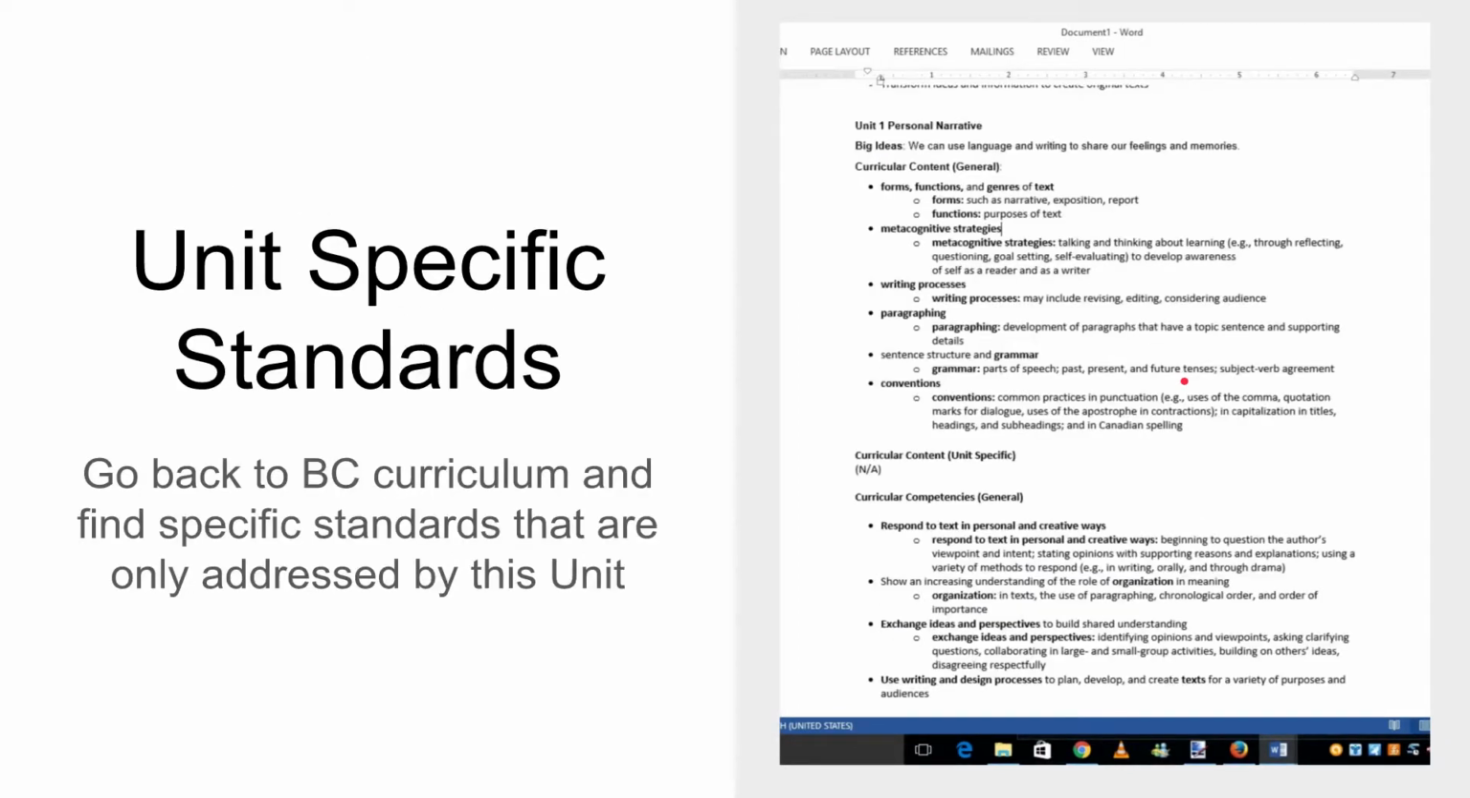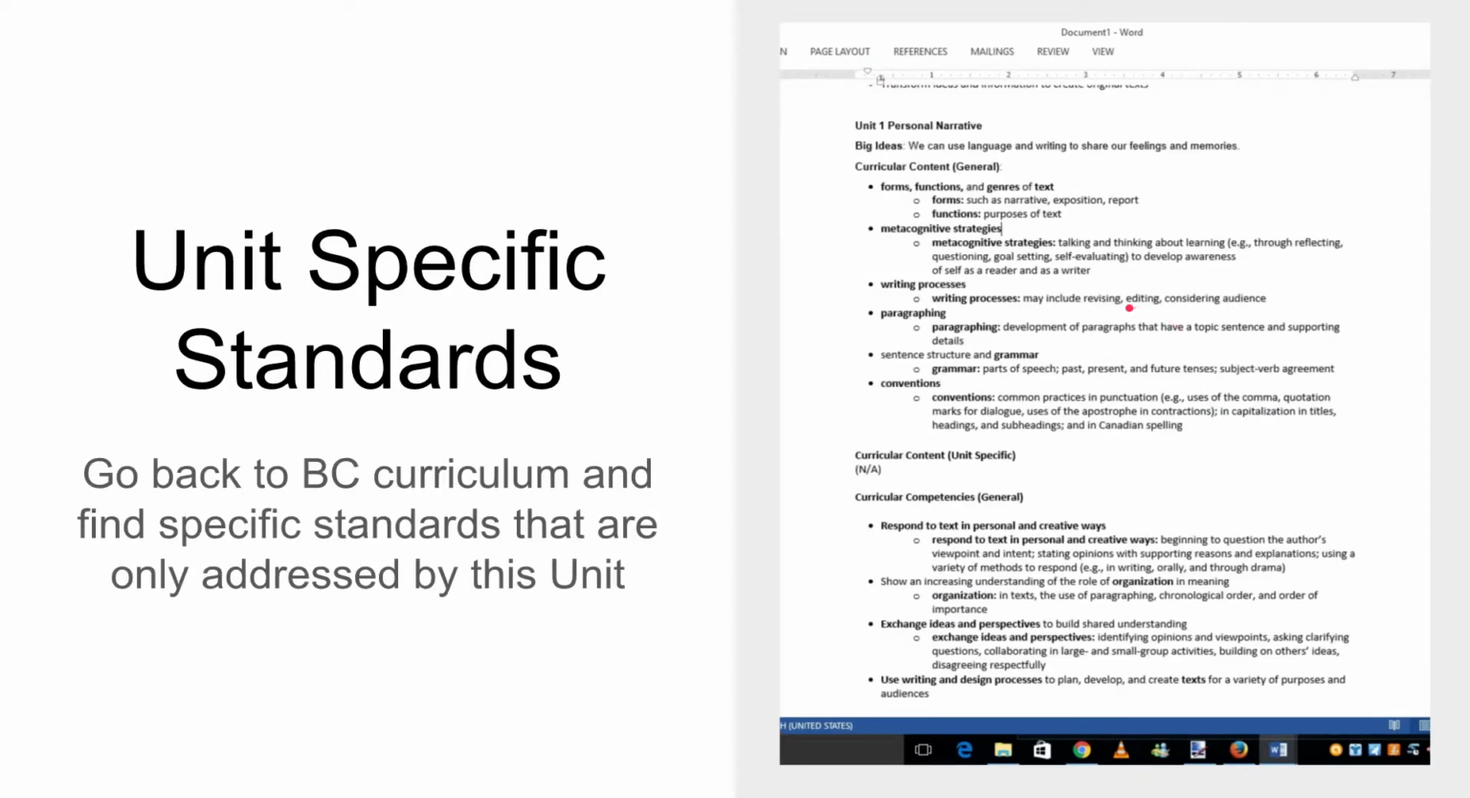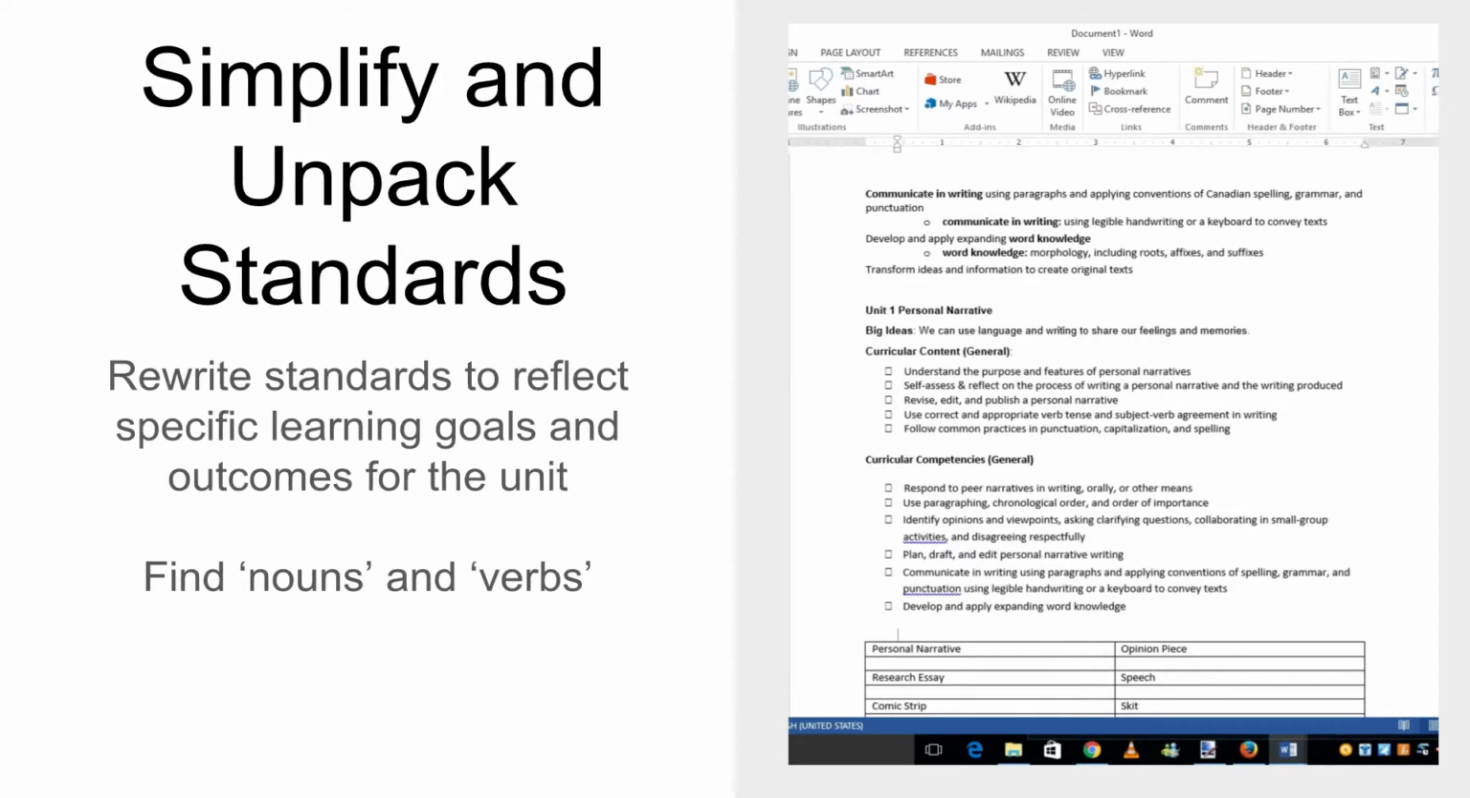Another one, the second one, metacognitive strategies. Thinking about learning, metacognition, and so on. I simplified that to, I expect my students to self-assess and reflect on the process of writing the personal narrative. That's it. Okay, and I did that for all of the general content and competencies. I just read it and I thought to myself, what about that standard am I actually going to address? What are the students actually going to do in this unit regarding that particular standard? So there they are.